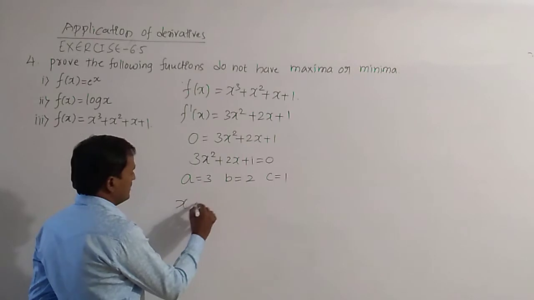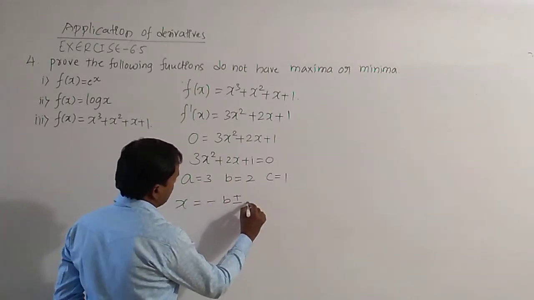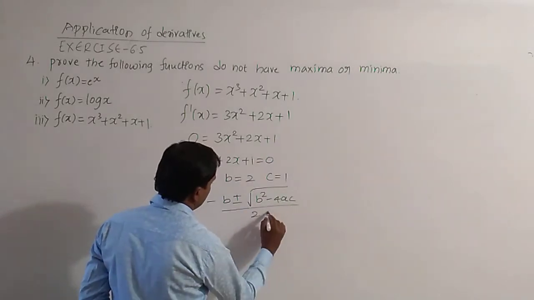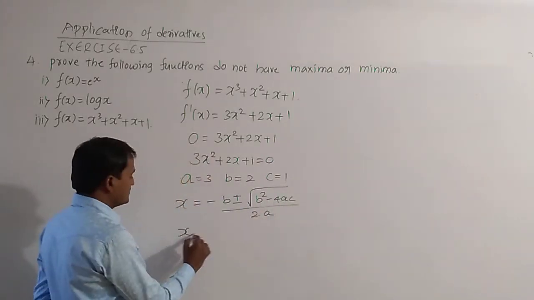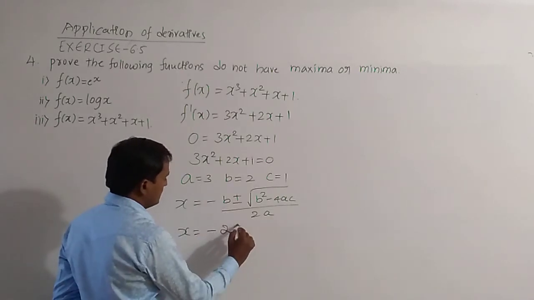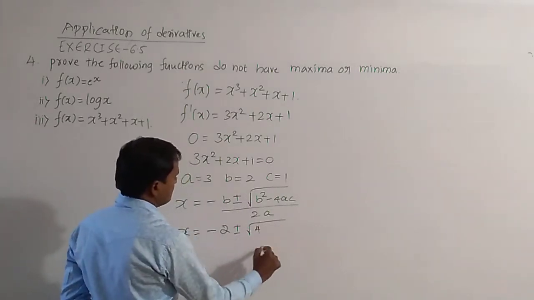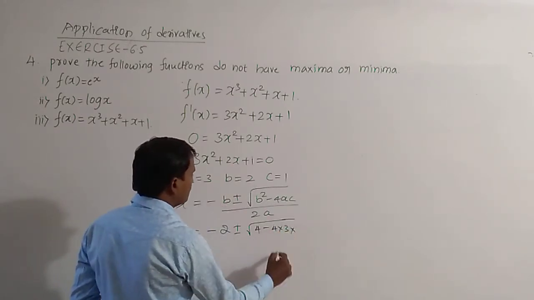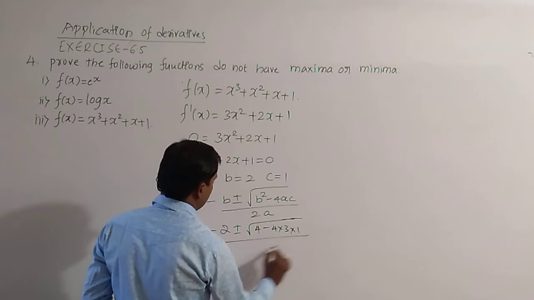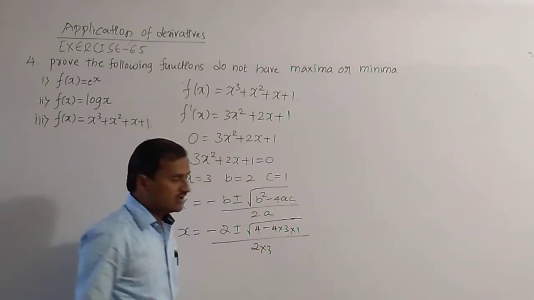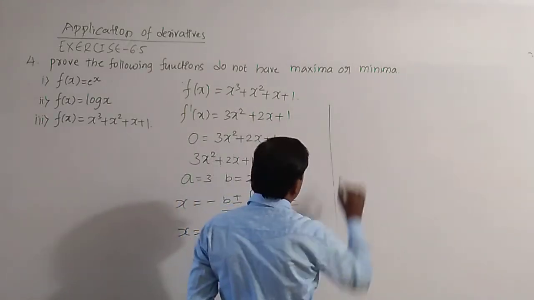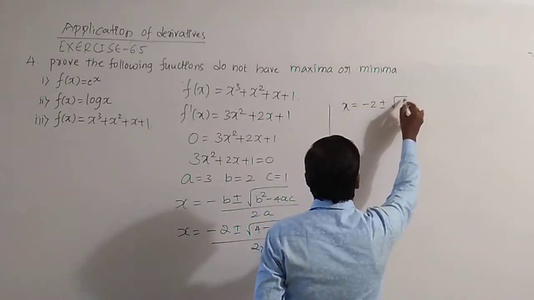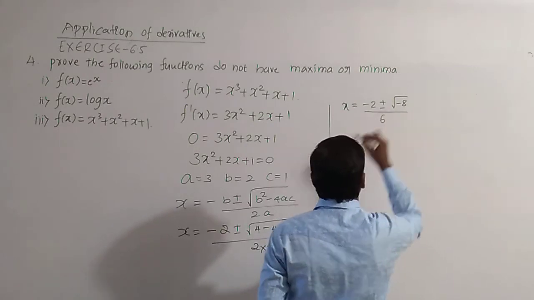So therefore here I will apply x equals minus b plus or minus the root of b square minus 4ac, divided by how much? 2a. Okay. At x equal to minus of b, which is minus 2, plus or minus root of b square, which is 4, minus 4 into a, which is 3, into c, which is 1, divided by 2 into 3. Is it right? So simplify this one. So here what we are getting: x equal to minus 2 plus or minus root 8 divided by 6.